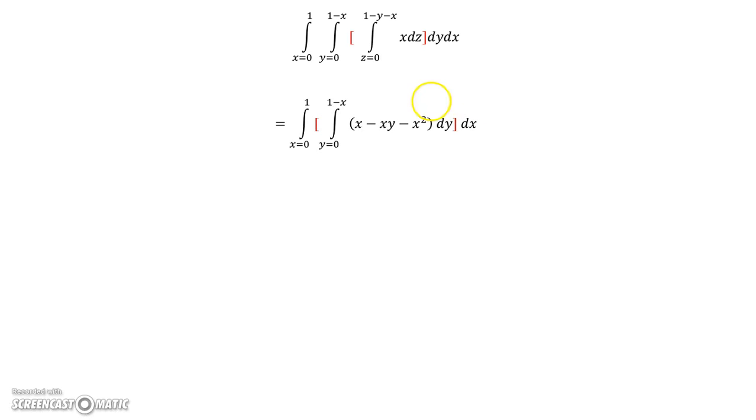So let's just evaluate this integral. Integrate with respect to z first. You will end up with zx for sure, and then you substitute the limits of the integral, 1 minus y minus x and z equals 0. You will end up with 1 minus y minus x multiplied by x, and when you do the math, you will end up with x minus xy minus x squared multiplied by dy, and again my red brackets.